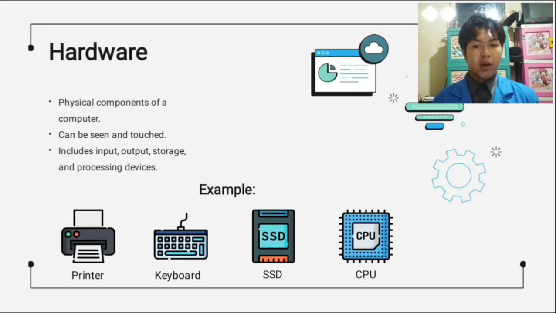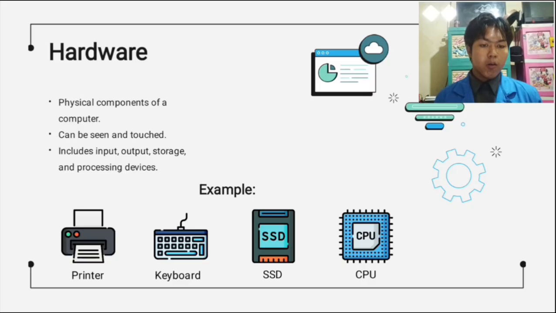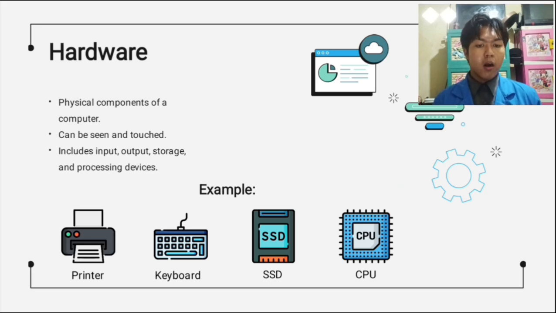Let's start with hardware. Hardware refers to the physical components of a computer, the part that we can actually see and touch. It includes several categories. First, input devices, like the keyboard or mouse, which allow users to send data or commands to the computer. Second, output devices, such as monitors or printers, which display or produce the result of a processing. Third, storage devices, like hard drives or SSD, that store data permanently and or temporarily.